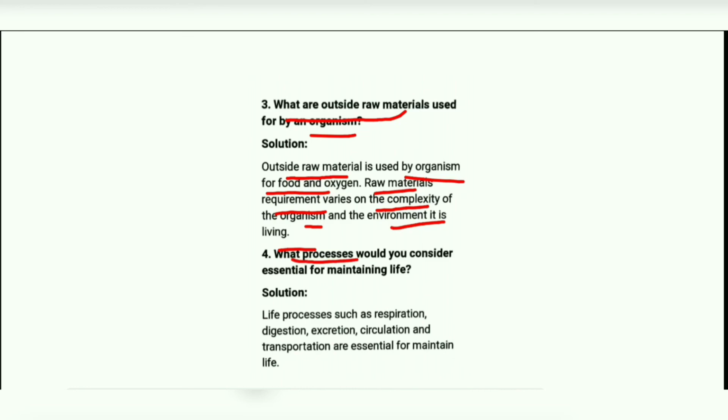What processes would you consider essential for maintaining life? We already know that life processes such as respiration, digestion, excretion, circulation, and transportation are essential for maintaining life. So you can remember that processes such as respiration, digestion, excretion, circulation, transportation, etc. are very essential for maintaining life.